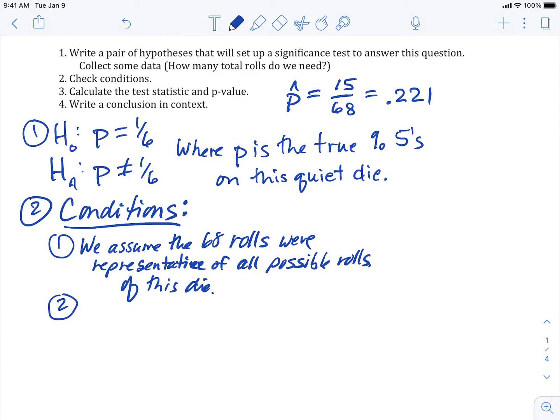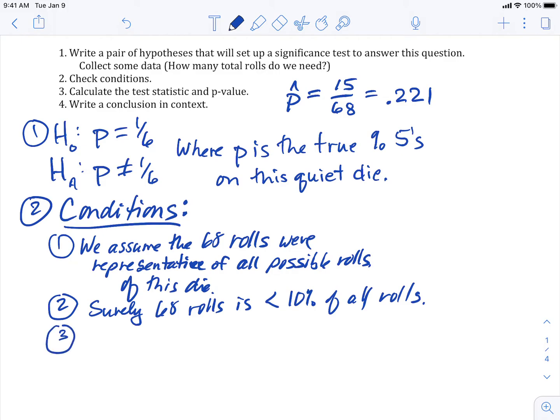And then secondly, surely 68 rolls is less than 10% of all rolls. And that's basically because you could roll this thing an infinite number of times. So the population of rolls is infinite, in theory.